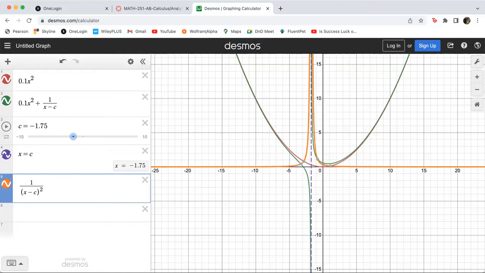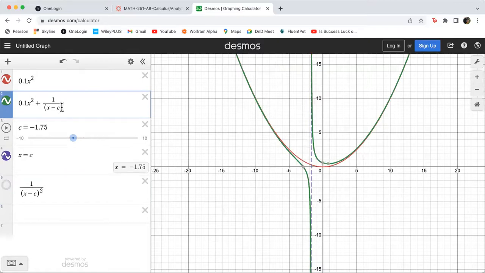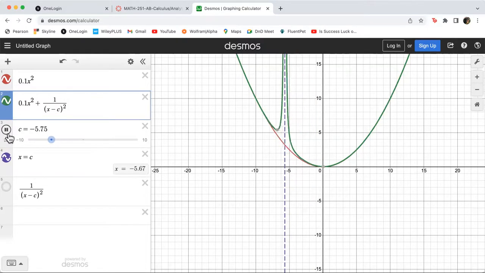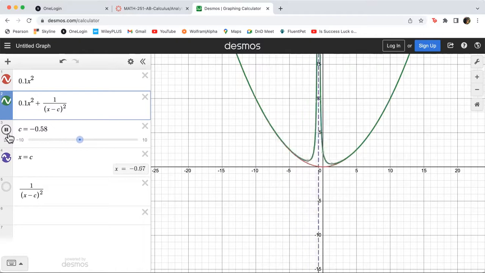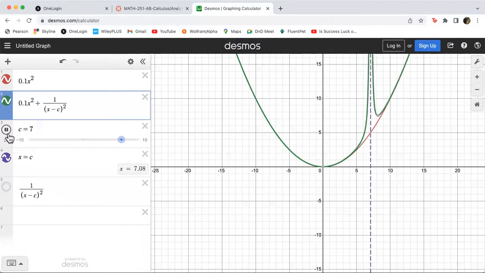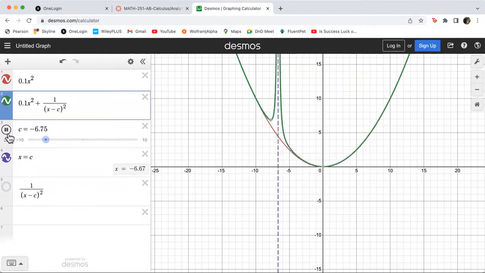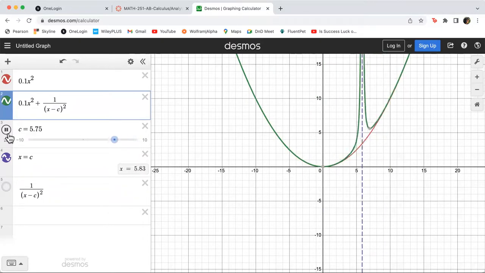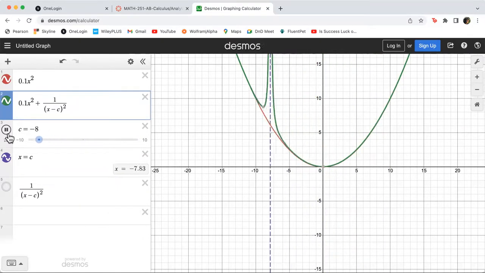So let's see what happens if I square the x minus c in our graph. Now it's mimicking that behavior around the vertical asymptote, and both sides are going towards the same infinity. And moving it back and forth does the same thing. The closer we are to the value of c, where the vertical asymptote is, the more the graph has to pull up towards infinity. The further away from c we go, the more the graph gets to look like its polynomial term, 1/10 x squared.